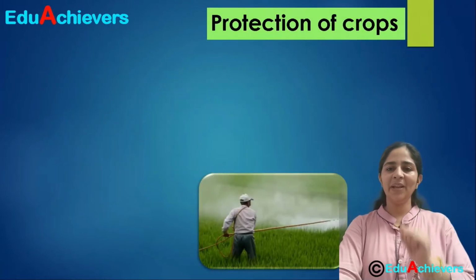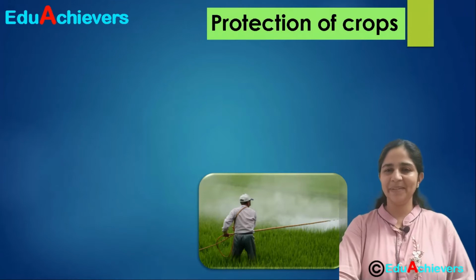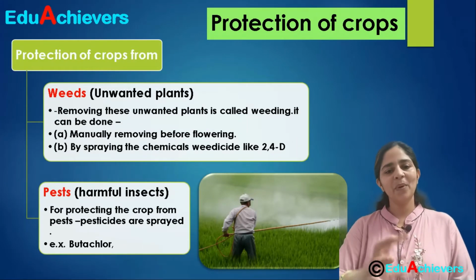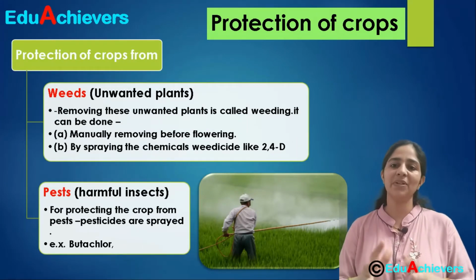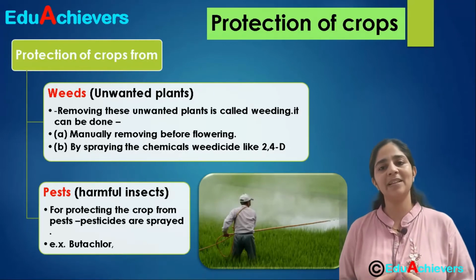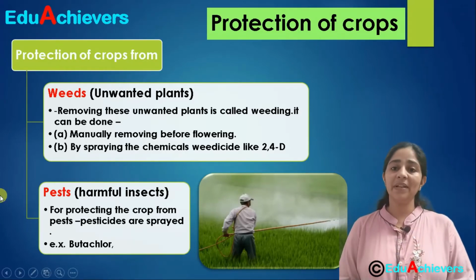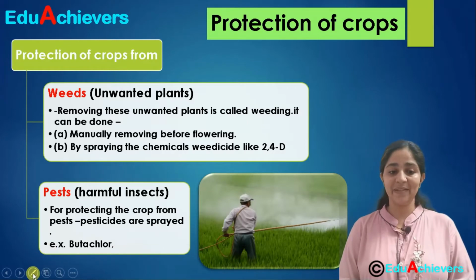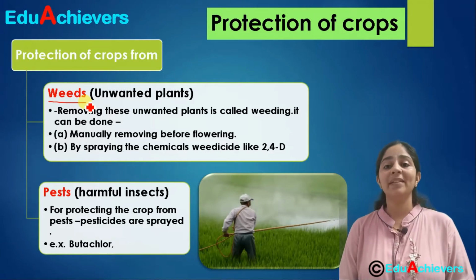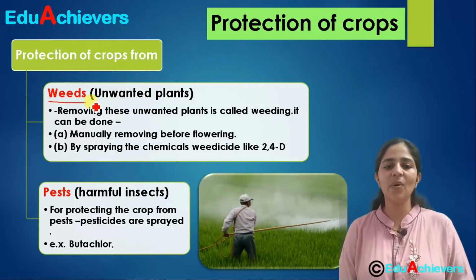Whenever we think of the protection of crops, this image comes to our mind. So what is basically involved in the protection of crops? What do we need to protect the crops from? We need to protect the crop from these two basic things. The first one is the weeds. What are these weeds? Weeds are the unwanted plants.